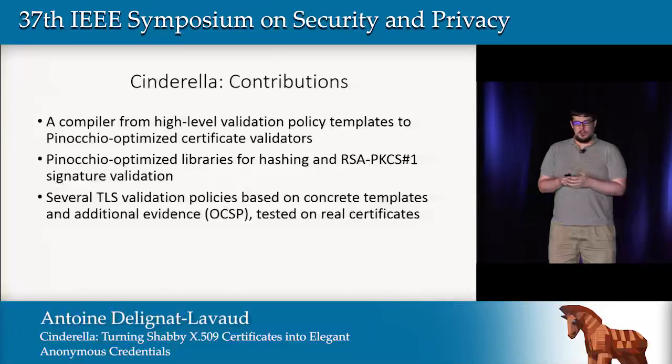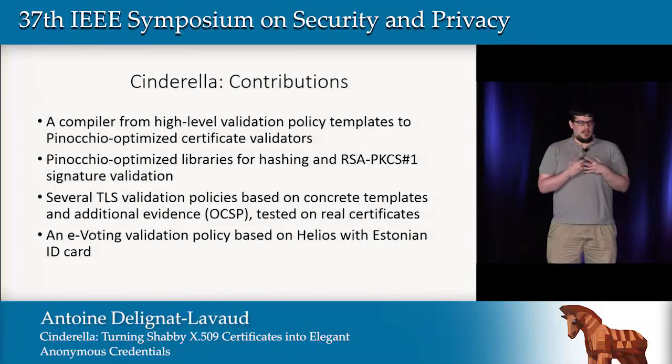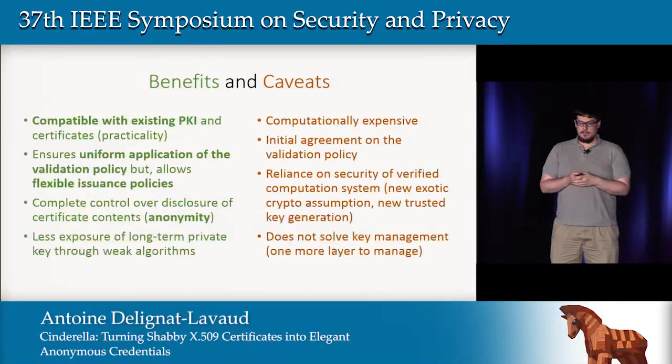So we actually built two exemplary applications on top of our contributions. One is TLS authentication, which includes revocation checking with OCSP, and we use actual certificate templates for that. And the other application that we present in the paper is an e-voting scheme that is built on top of Helios and that uses actual templates from Estonian ID cards.